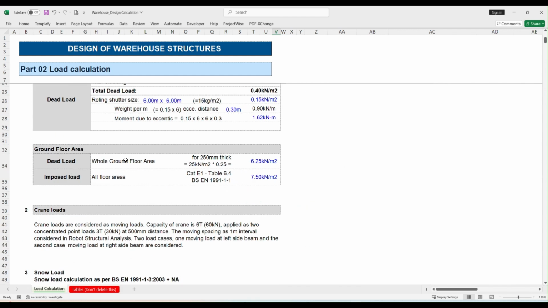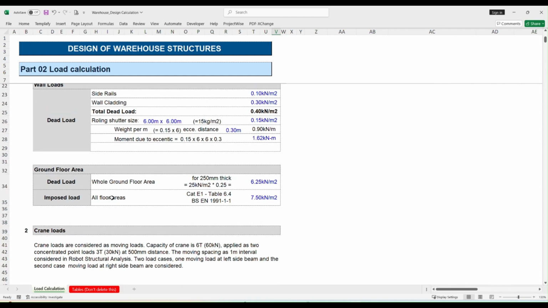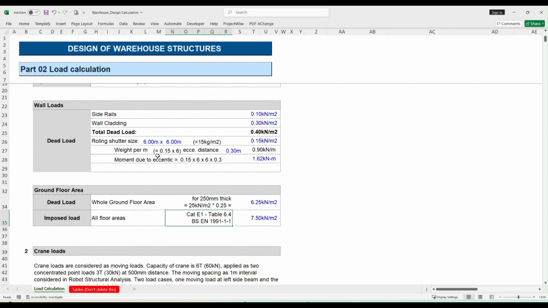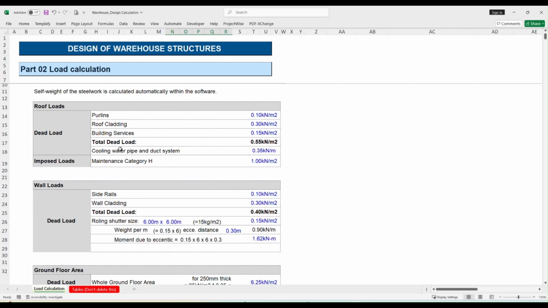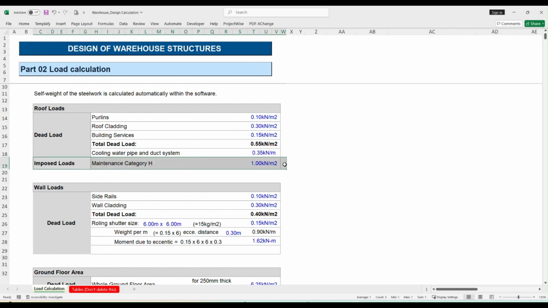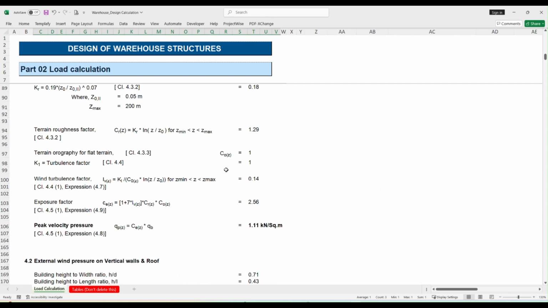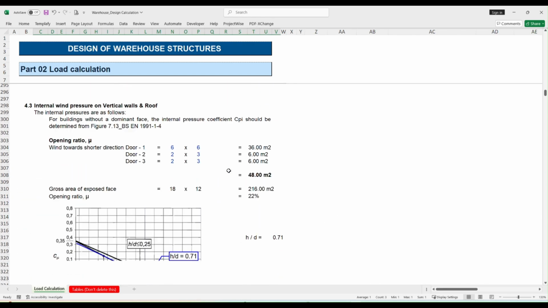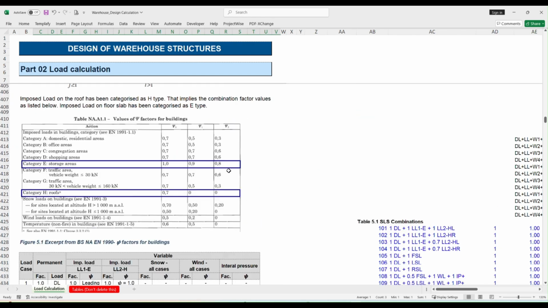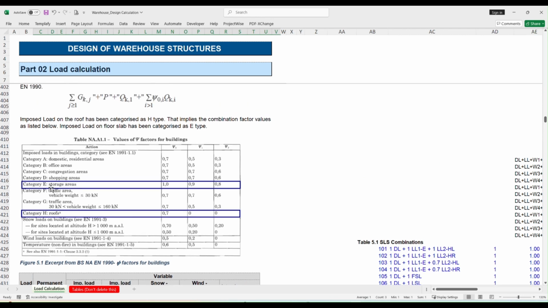You can see in these calculations, for the imposed load for all floors we have considered 7.5. This is to be considered as category E, and for category H we consider the imposed load on the roof, which is for maintenance here. So we already discussed these in our previous video. For these two cases we need to consider imposed load, so that is what is mentioned here.